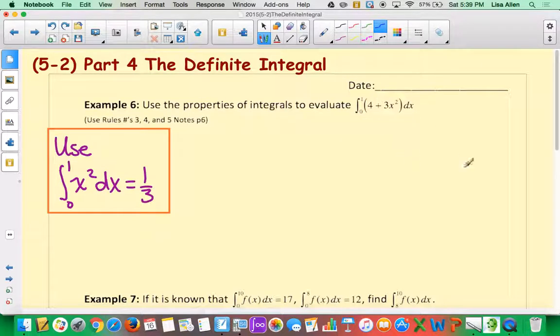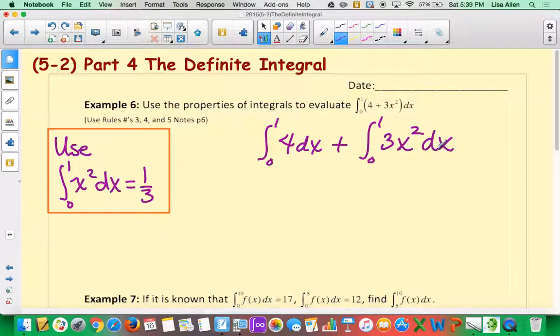So we have the integral from 0 to 1 of 4 plus 3x squared dx. What we're going to do first is split it into the integral from 0 to 1 of 4 dx plus the integral from 0 to 1 of 3x squared dx. This is a chance to discuss some of the rules. The rule I'm using now is rule 5.